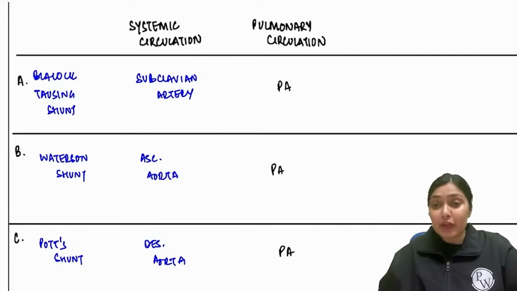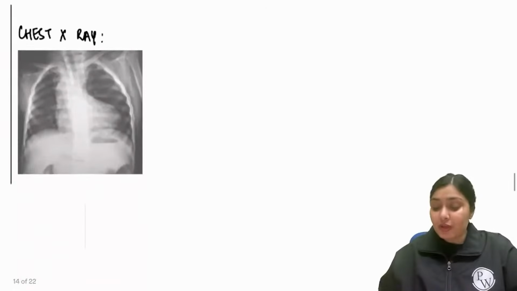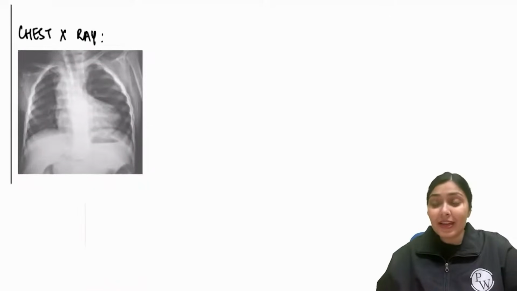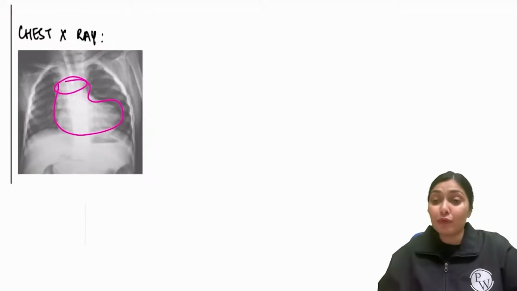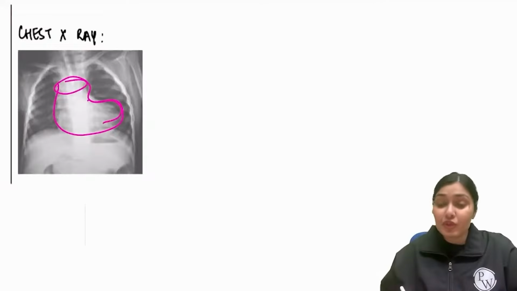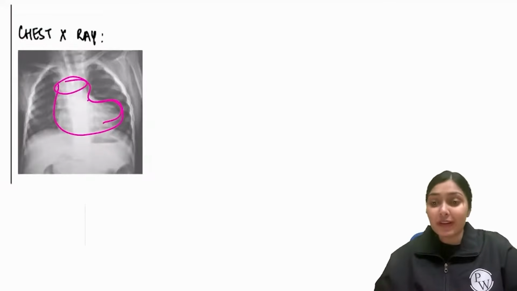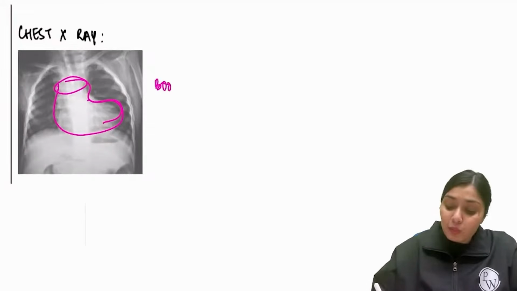Right, so this is the management. Next, they ask about the investigation, the famous chest X-ray. What do we see over here? The boot-shaped X-ray. This is typical of TOF, boot-shaped. Why is this boot shape there? Because of the hypertrophy of the right ventricle. So we see a boot-shaped heart.